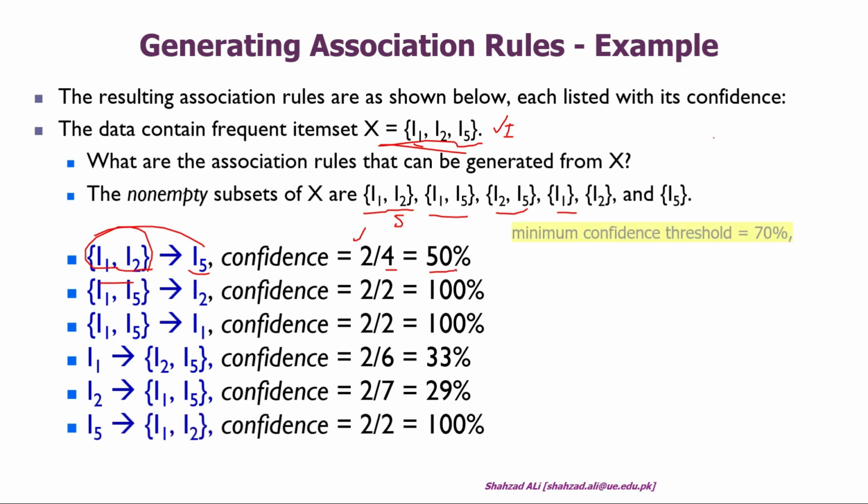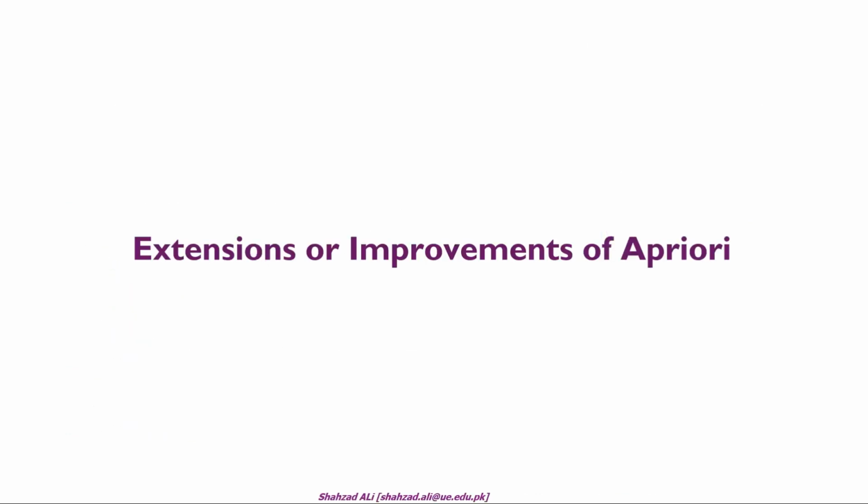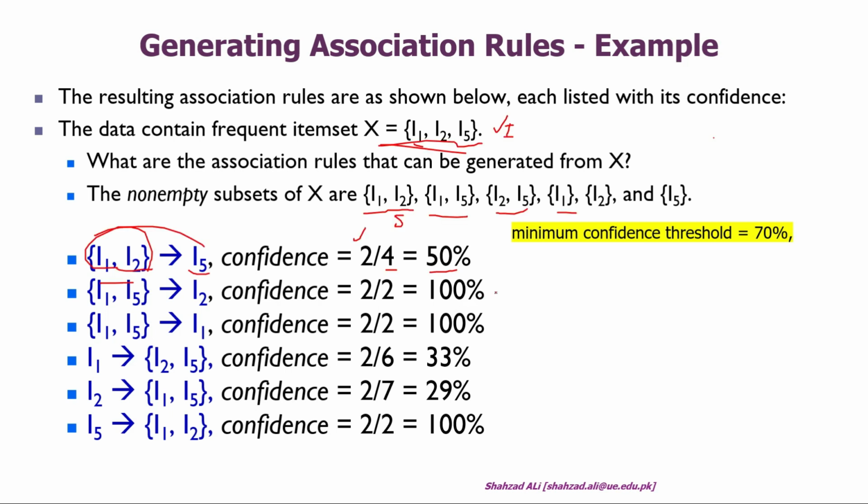So if we set the minimum confidence threshold to 70%, which rules are the interesting ones, or which rules may you consider good rules? So here only the second, third and the last rule are interesting rules.